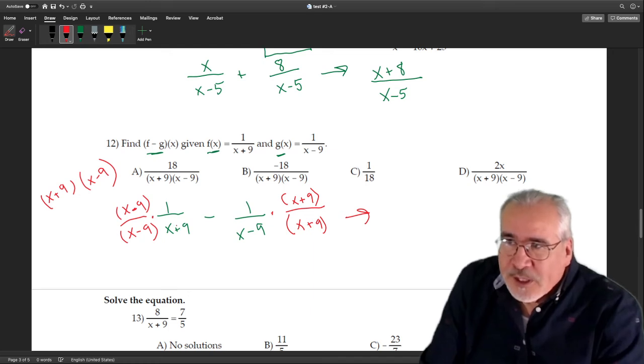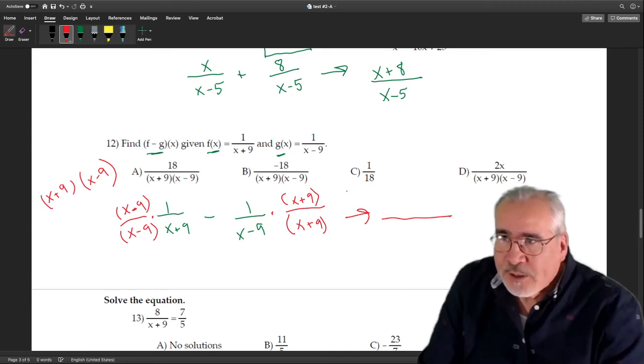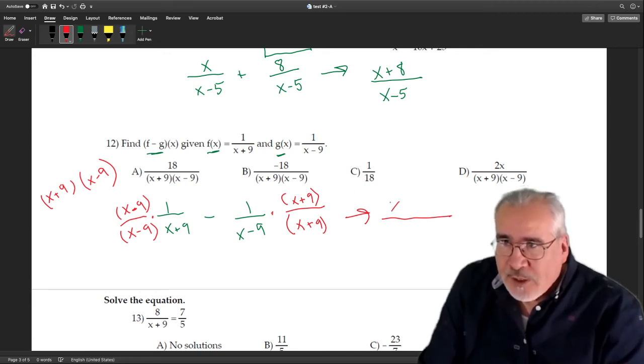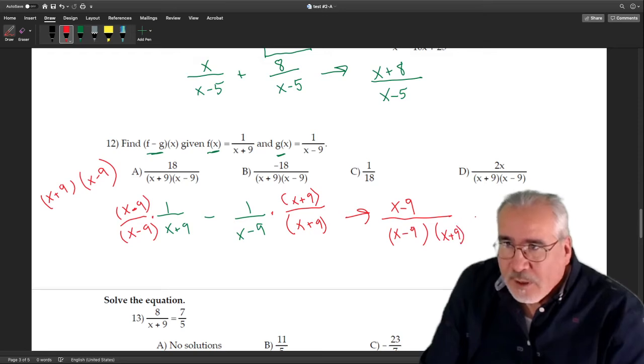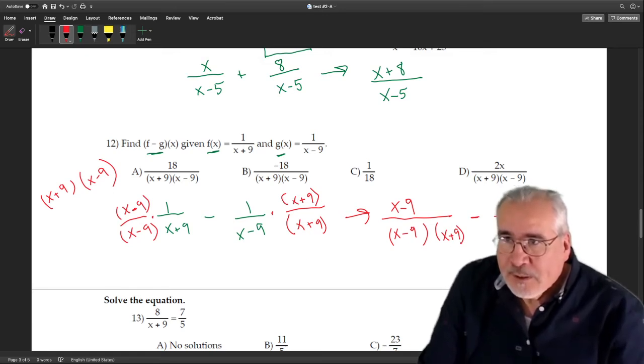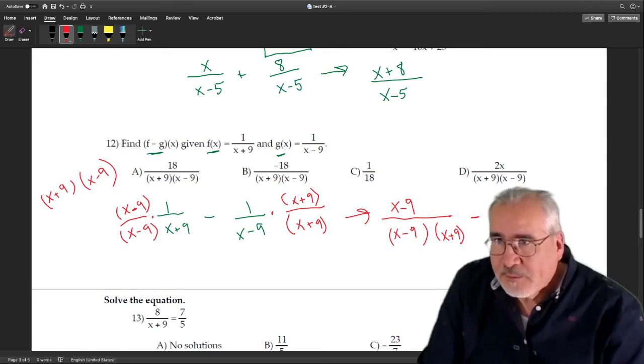So here, in the first fraction, you've got x minus 9 times 1 in the top, so you distribute the 1 through, and that just becomes x minus 9. In the bottom, we get x minus 9 times x plus 9. And we're going to subtract the second fraction. We get the same denominator, x minus 9, x plus 9, and in the numerator we get x plus 9.